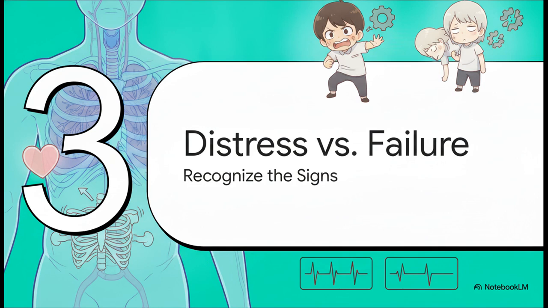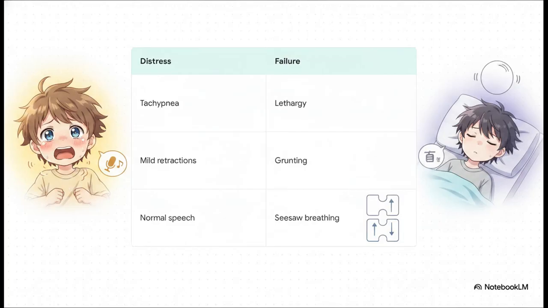All right, Section 3, distress versus respiratory failure. Pattern recognition is your best friend here. Let's talk distress versus failure. With distress, the child is fighting. You'll see tachypnea, some nasal flaring, maybe mild intercostal retractions. They might have a fast heart rate, but they can still speak in full sentences or at least cry strongly.